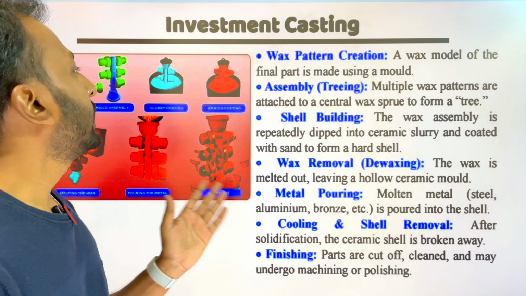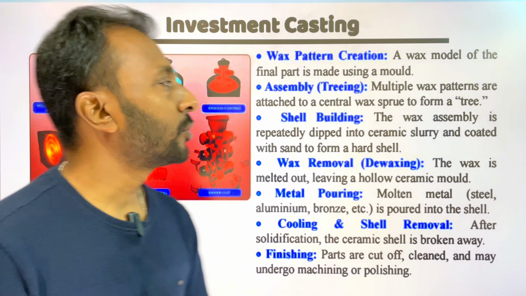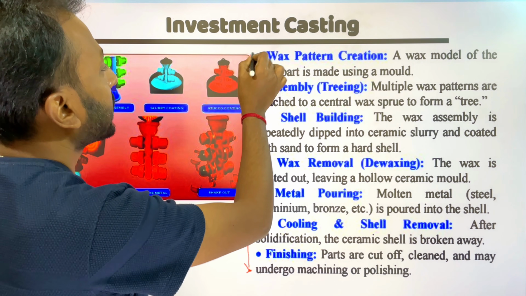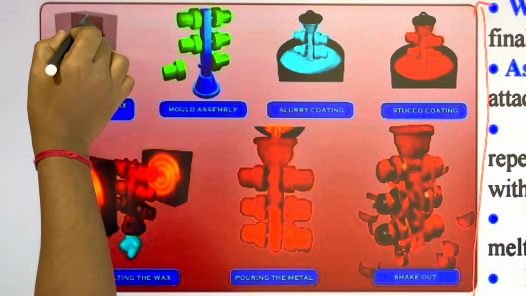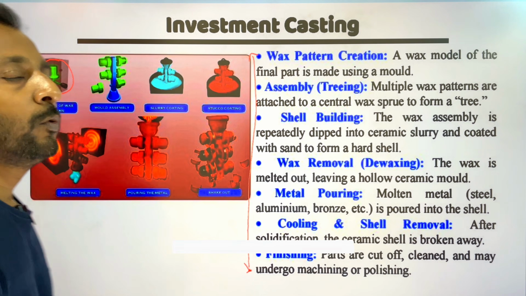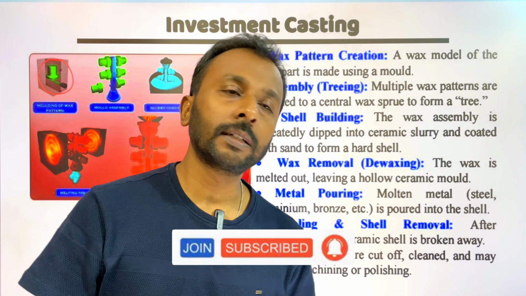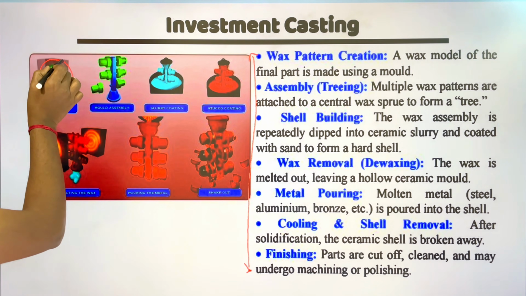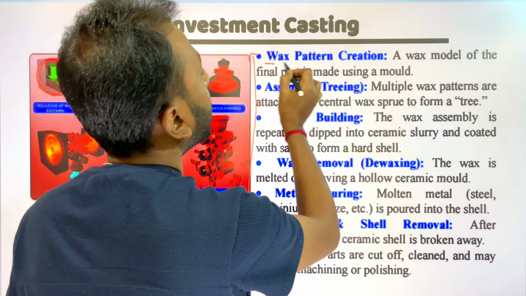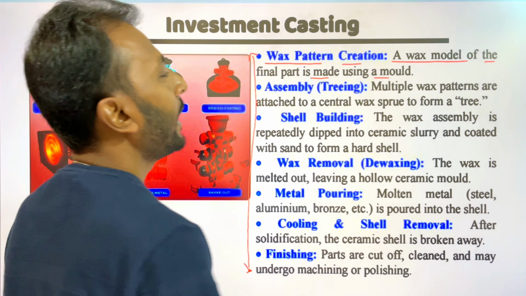So investment casting is not a process, this is a bunch of processes. So here these are the steps to create the product using investment casting process. Firstly, we create the wax pattern. The wax pattern is like the product we want to create. So here we can create one product at a time or multiple products at a time. So firstly we create one product using injection molding. So wax pattern creation, a wax model of the final part is made using a mold.